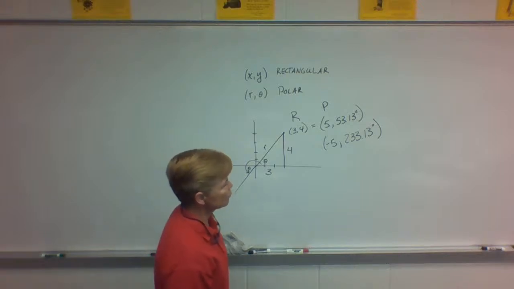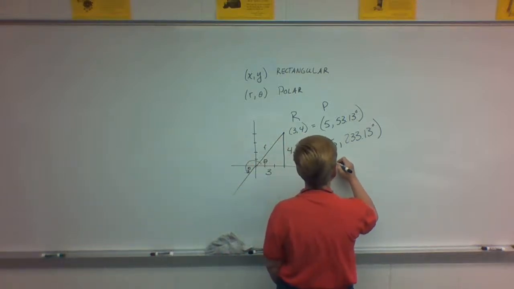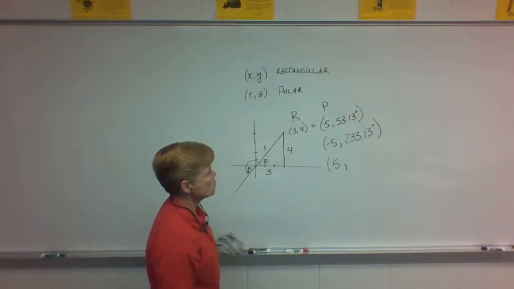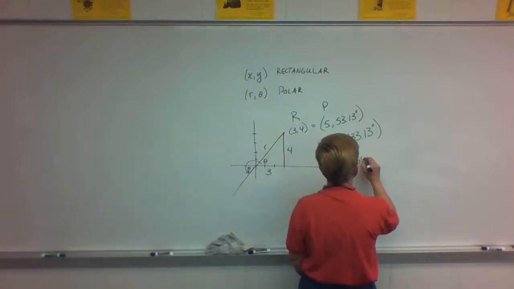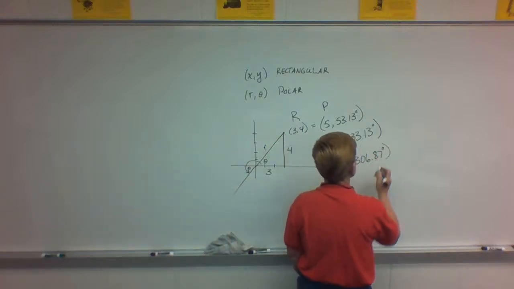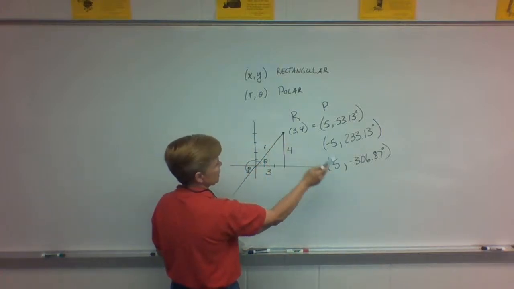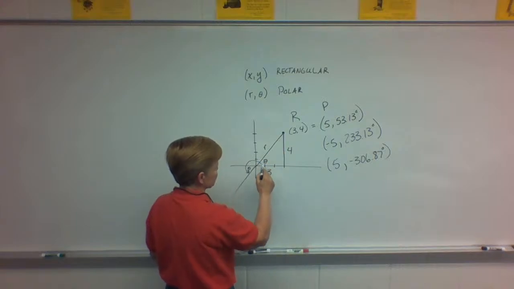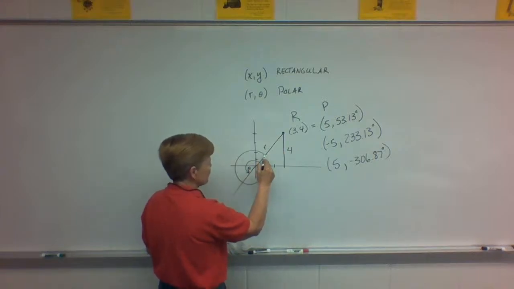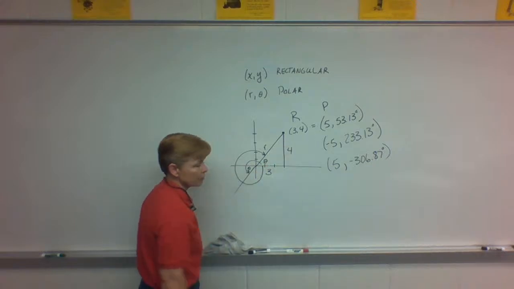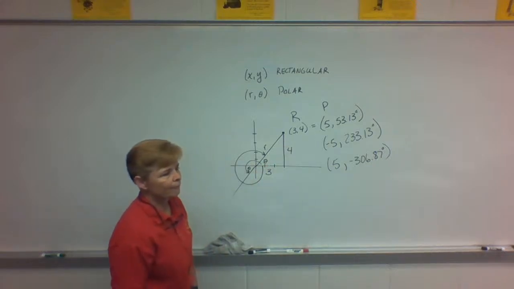Just for fun, can you think of one other? If I put a 5 in there. Oh, I got it. What if you made that 5 negative? Negative 306.87. There you go. That's what I did in my head. That one says if this is the point we're doing and it's a positive 5, which means I've already got the radius positive, perhaps I could use that angle, which is negative, and 53.13 degrees shy of 360. See what I mean? So there's different ways to do these.